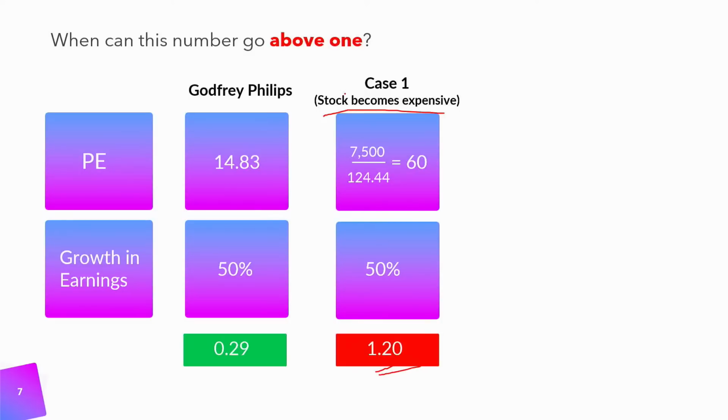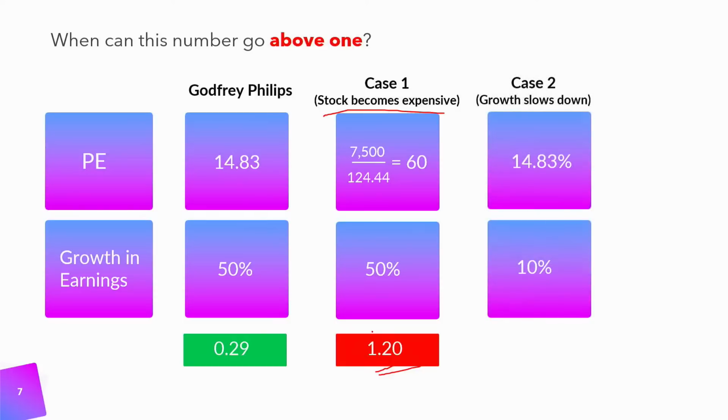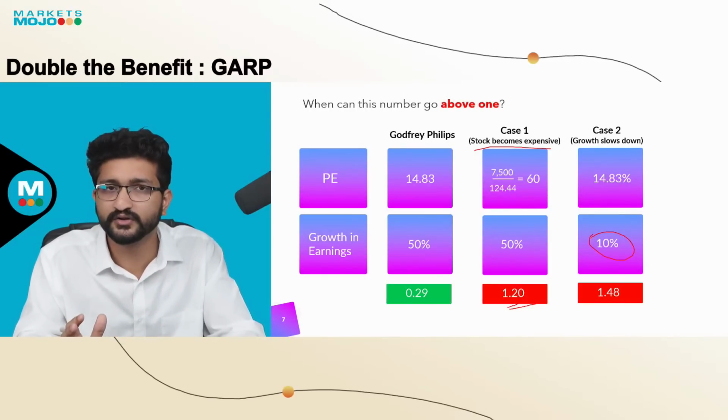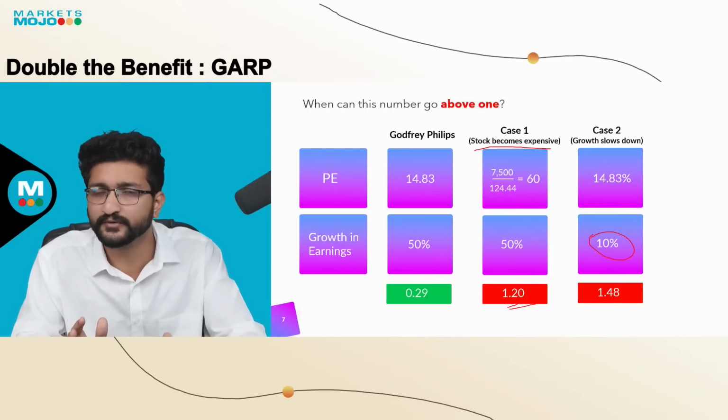Okay, when the stock becomes expensive, the price increases, the PEG goes up, and now it's not a stock which qualifies in the GARP model. There's another case. Let's say the growth slows down. Let's say that this particular 14.83 is the same, but the growth from 50% becomes 10%. Now in this case as well, the PEG ratio moves up. So you're getting my point over here. As long as the PEG is less than 1, that's when you can identify whether the stock belongs to the GARP model or not.